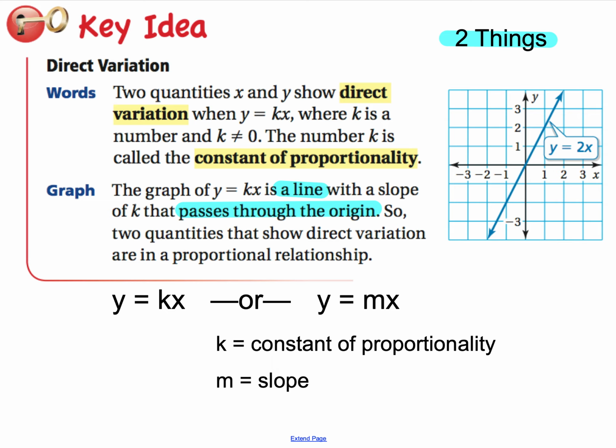For the graph of y equals kx, it is a line, has a slope of k, and it passes through the origin. So the two quantities that show direct variation are in a proportional relationship. We learned previously that a proportional relationship will graph a straight line through the origin, and a direct variation will also graph a straight line through the origin. A little bit more information though. The y equals kx is the same as y equals mx, m being the slope, k being the constant of proportionality. So if we can find the slope, we can write the equation.